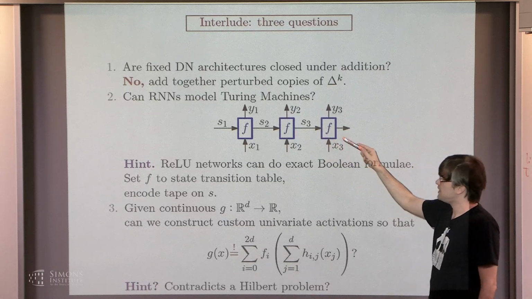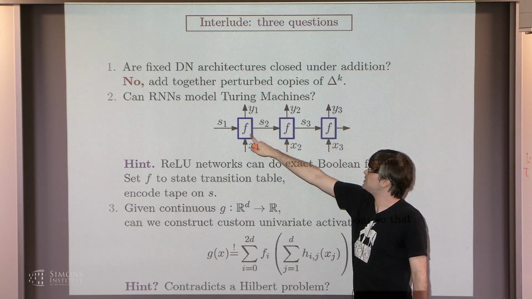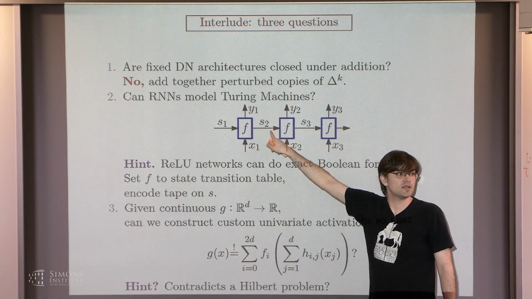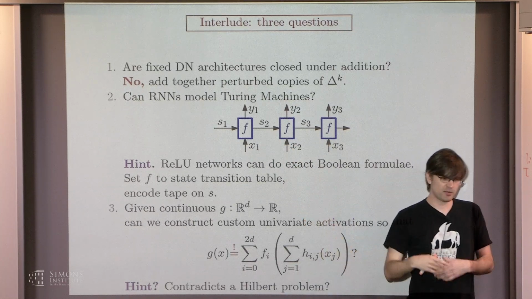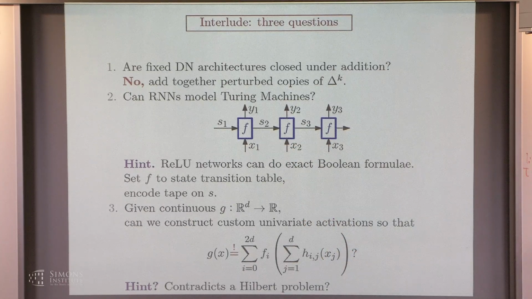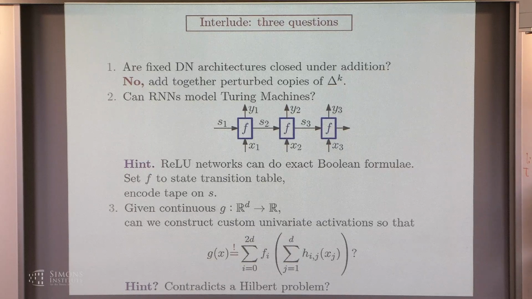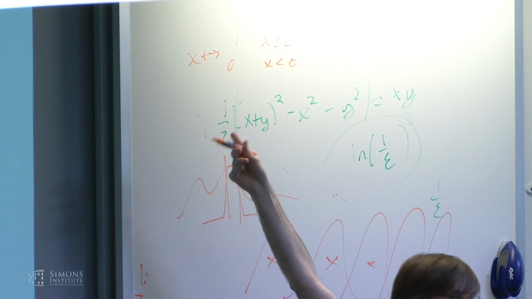RNNs simulate Turing machines? Yes, they can. You use f to model the state transition table, and you encode the tape in a single real number. But it's not easy. For people that have been around me for more than 5 minutes, I keep repeating this: the step function is not a computable function. So this function, x maps to 1 if x is greater than or equal to 0, 0 if x is less than 0, is not computable. You have to read infinitely many bits.